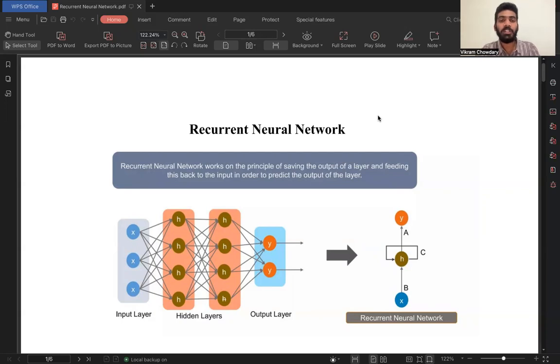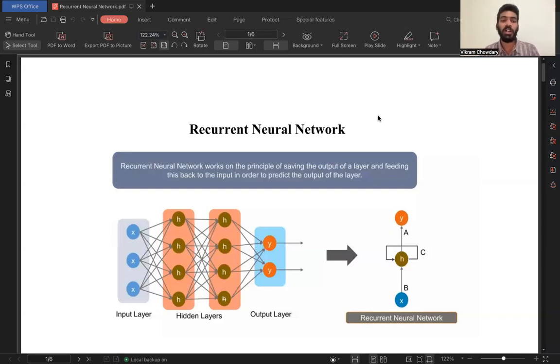It is a type of neural network where the output from the previous step is fed as input to the current step. In traditional neural networks, all the inputs and outputs are independent of each other. But in cases where it is required to predict the next output, RNN came into existence. They can help solve these issues with the help of hidden layers.